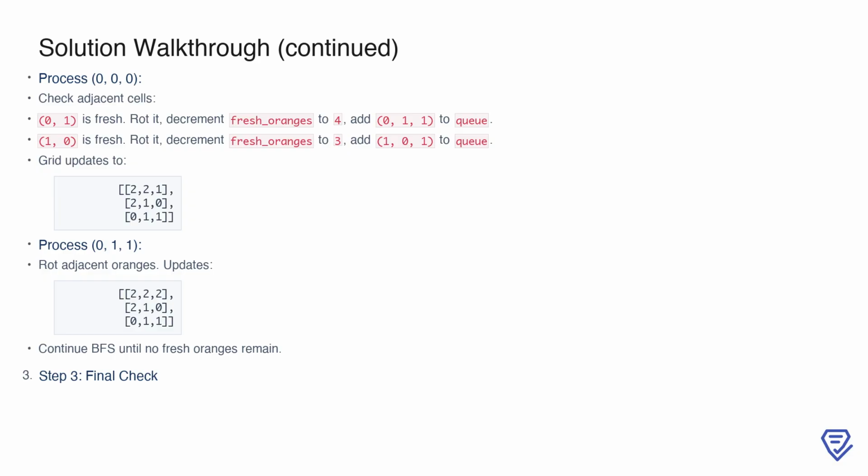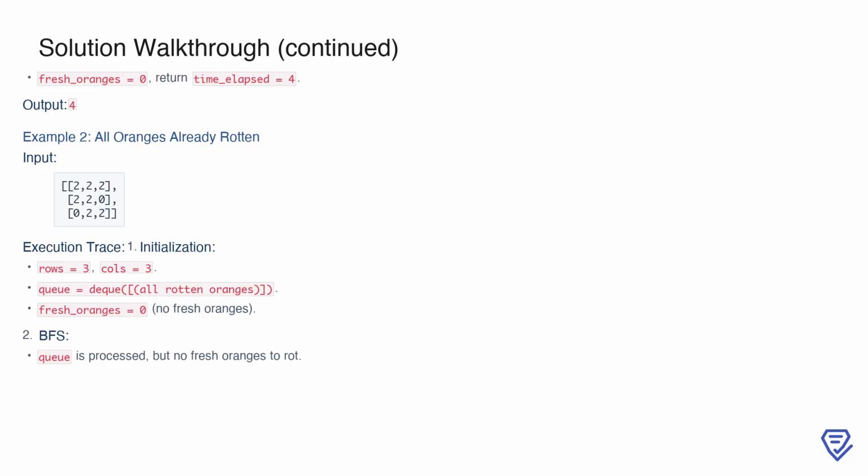Next, we process the orange at 0, 1, which is at time 1. Its adjacent fresh orange at 0, 2 is rotted, and the changes are reflected in the grid. The BFS continues, rotting oranges layer by layer, until no fresh oranges remain. Once the BFS completes, we perform a final check.